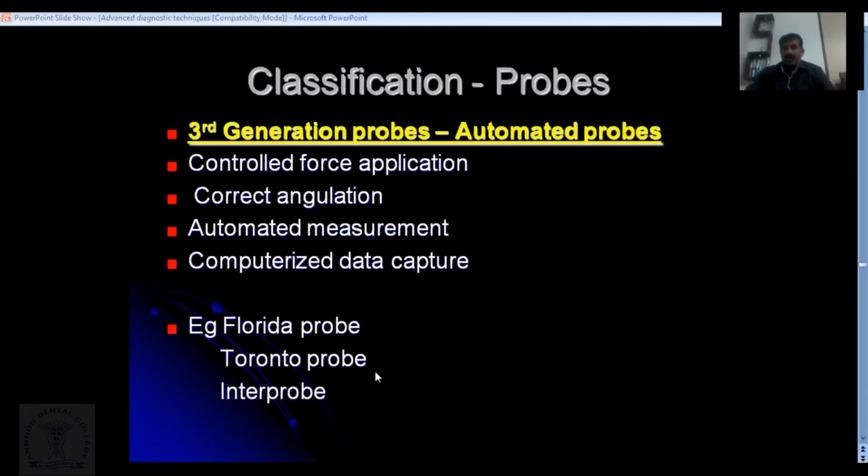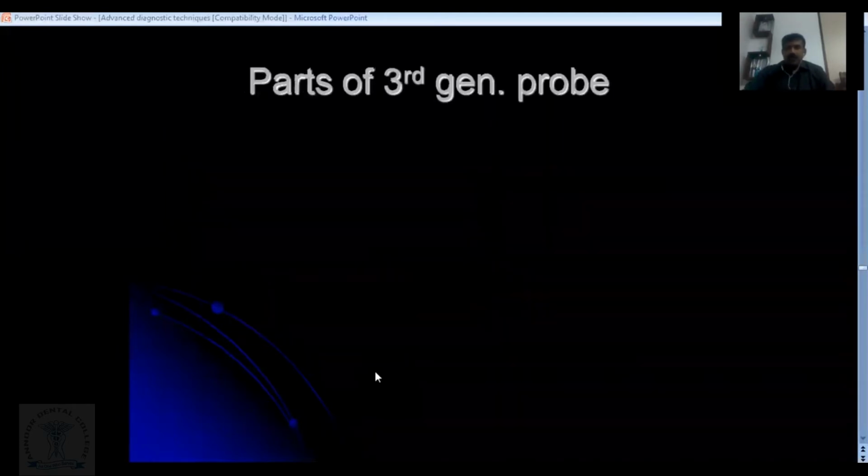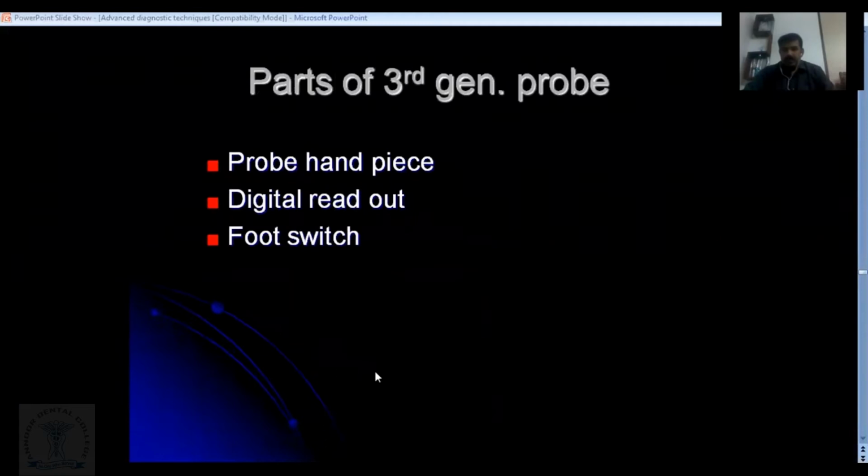So these are different examples of computerized and automated periodontal probes. That is the third generation periodontal probes. Another example is the Foster-Miller probe. Now, what are the parts of a third generation probe? It has a handpiece. It has a digital readout. It has a foot switch. Only when you press the foot switch does it start measurements. And it has a computer interface, and there is a computer.